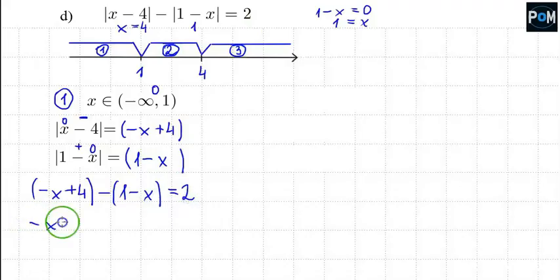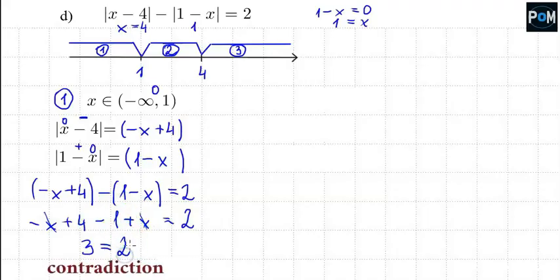We remove the parentheses. The x terms cancel out again. It turns out that 3 is equal to 2. Well, and this is a contradiction. So there is nothing from this first interval here. We take the second interval, which is closed from 1 to 4, open. This is our second interval.